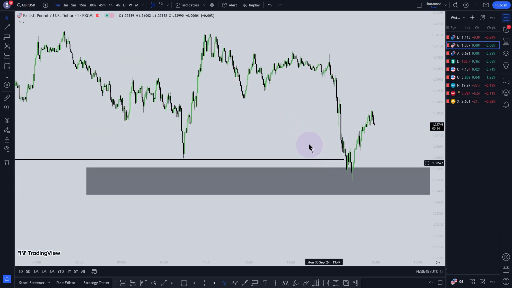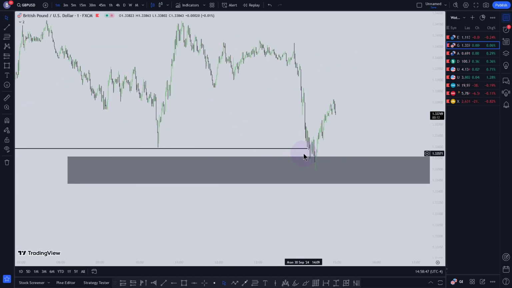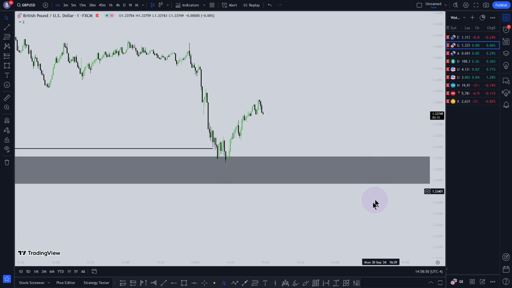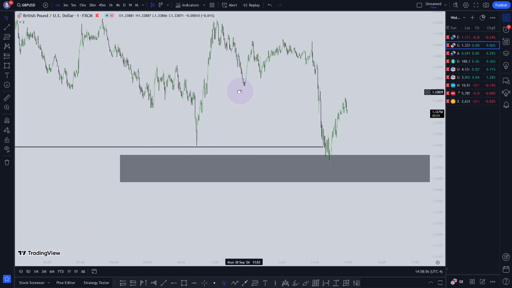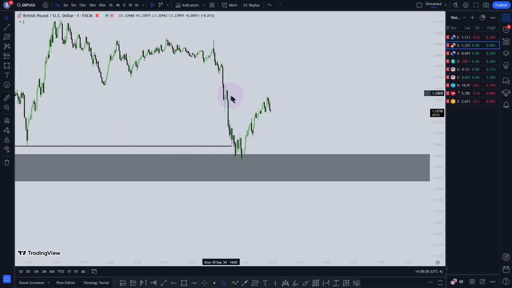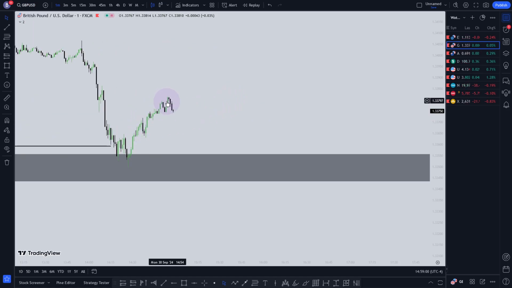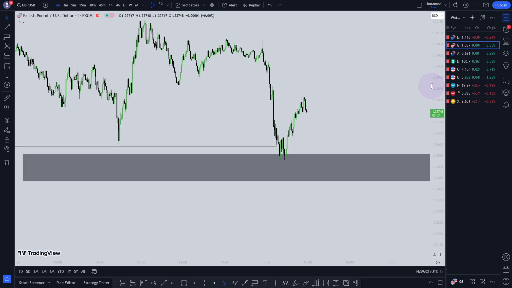Here is a nice Enigma 2.0 untouched zone, already a beautiful reaction, but no trade for me because it passed 12. So yeah, volume is going to die soon, really soon. Already we can see a consolidation.